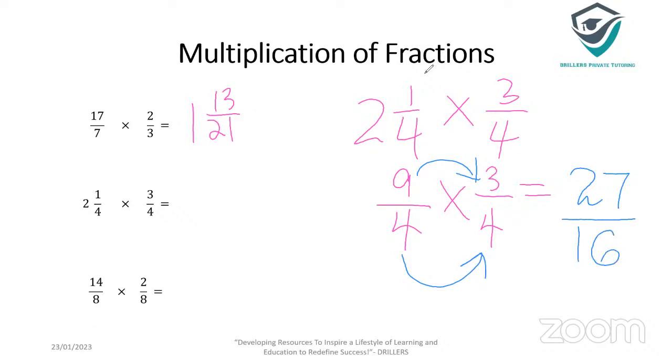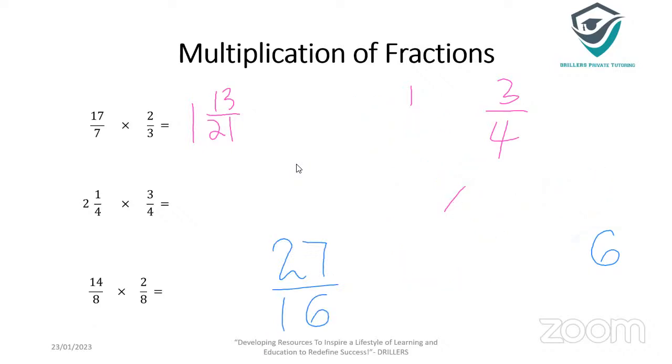So we've ended up with an improper fraction. So we have 27 over 16. Of course we would want to convert that into a mixed number and reduce where necessary. So we know that 16 can go into 27 one time with a remainder of 11. So we put that remainder over 16.